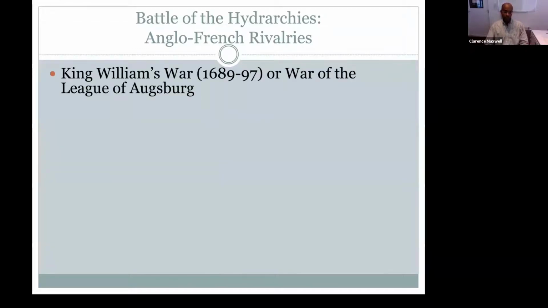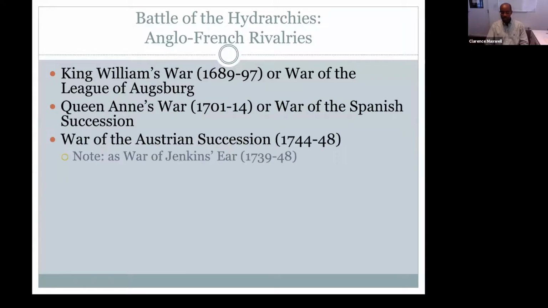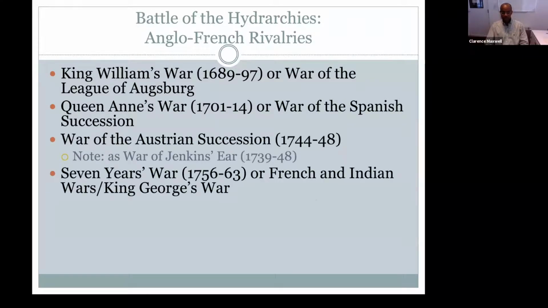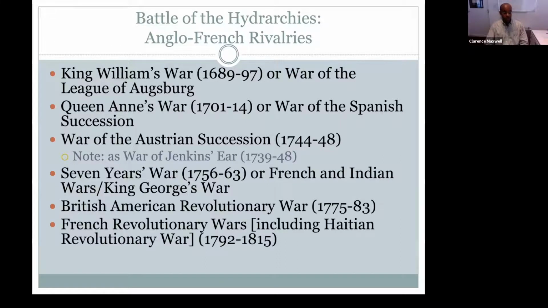We have a series of wars that reflect that: King William's War, Queen Anne's War, War of the Spanish Succession, Seven Years' War, the British-American War. I've tried to say British-American Revolutionary War, to distinguish it from the other revolutionary wars that were occurring at the period of time. And last but not least, the French Revolutionary Wars, which will include the Haitian Revolutionary War. All of these reflect conflicts between hydrarchies for power.